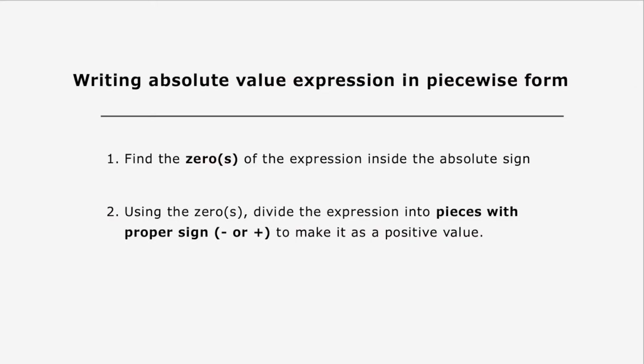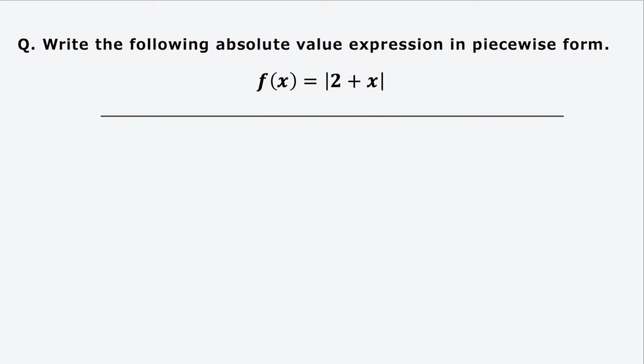So from now on, whenever you're asked to write an absolute value function into piecewise form, I need you to follow this order. Find the zeros of the expression inside of the absolute sign. And using that 0, divide the expression into pieces with a proper sign, negative if needed, to make it a positive value. I'll show you what I mean by solving this question together. We need to write this absolute value function into piecewise form. So first thing first, we're going to figure out the 0.